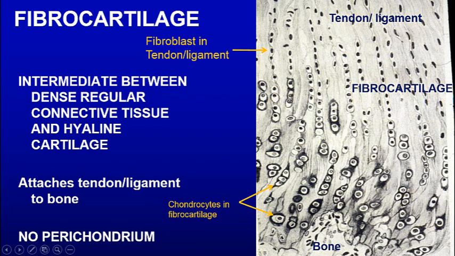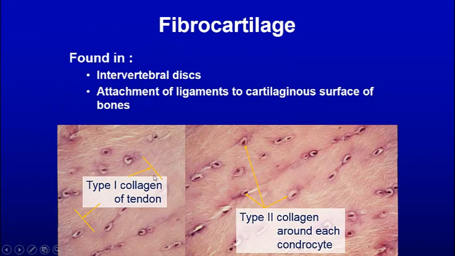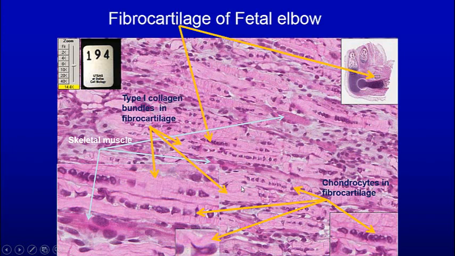There's no perichondrium because each of the groups of cells are in dense irregular connective tissue. That's what a tendon is made of and ligament is made of. And so you don't need an extra capsule because each group of cells is already essentially a capsule. So here we see type 1 collagen in fibrocartilage because it's mostly a tendon or ligament, and the fibroblasts have made the type 1 collagen. However, right around each one of the chondrocytes will be type 2 collagen located right around each one of those.